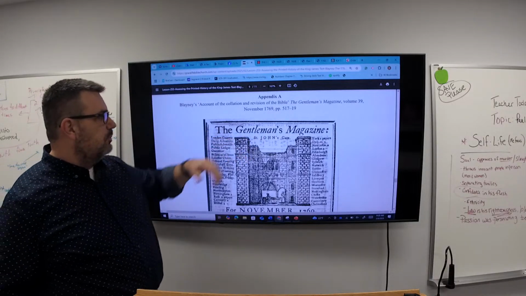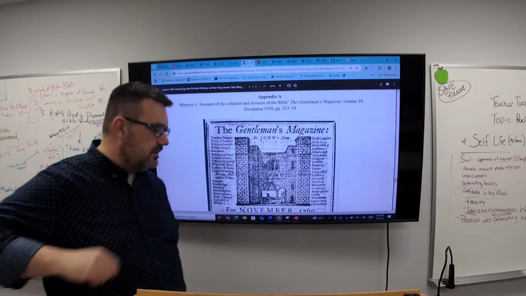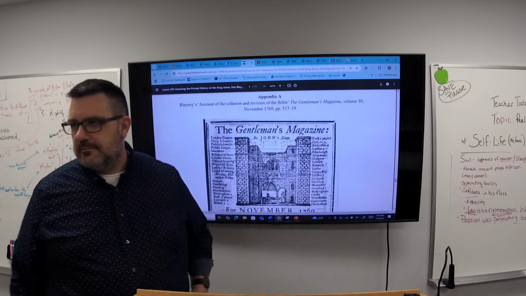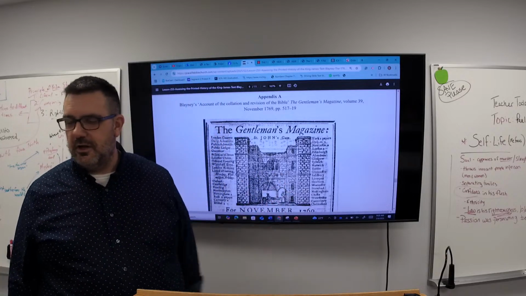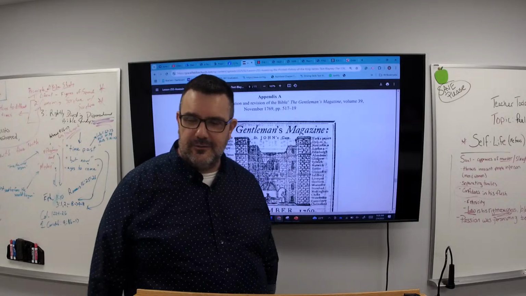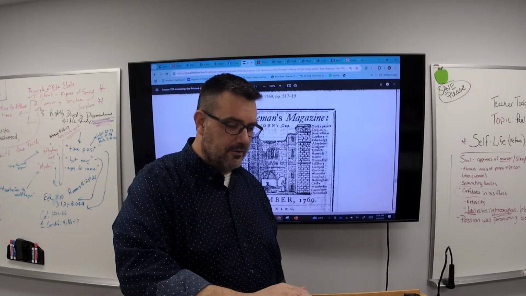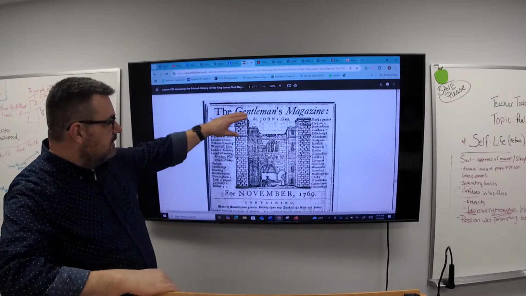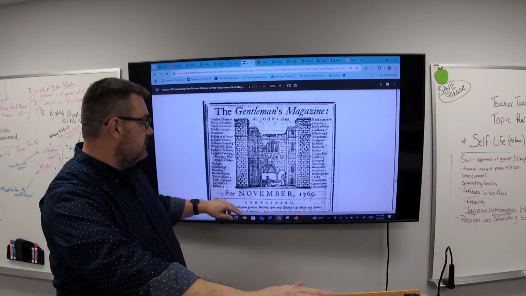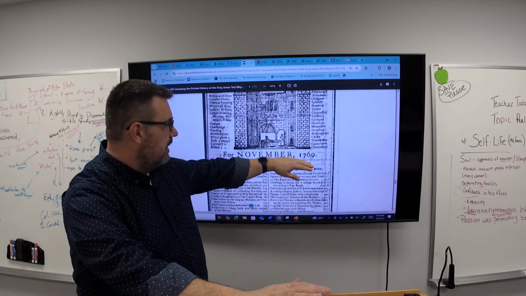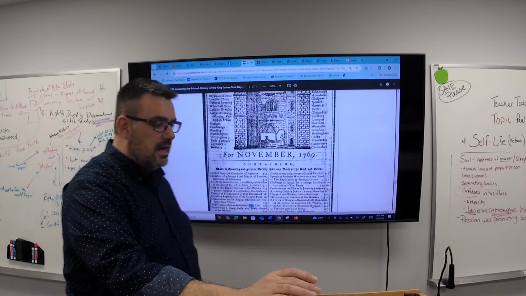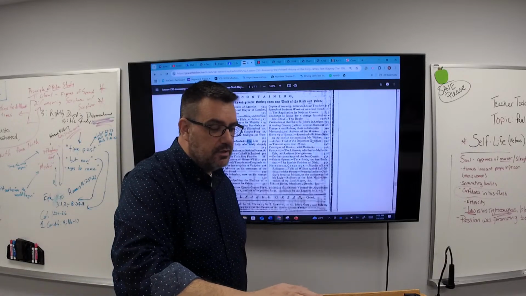So here is the title page of the Gentleman's Magazine. And by the way, this wasn't like a perverted magazine. I feel like I need to say that because in our day and age, somebody says that and they might think the wrong thing, okay? But the Gentleman's Magazine, and from down here you can see the date, November 1769. So that's a screenshot of the title page.